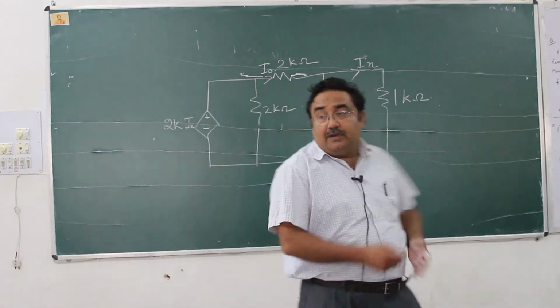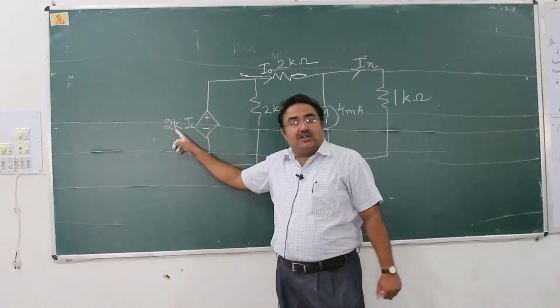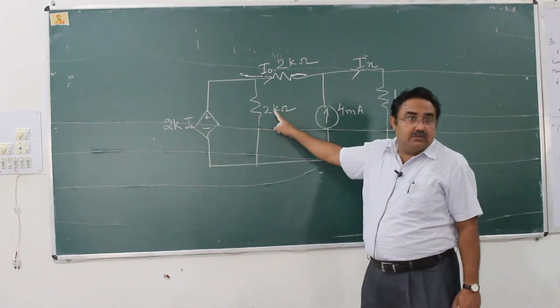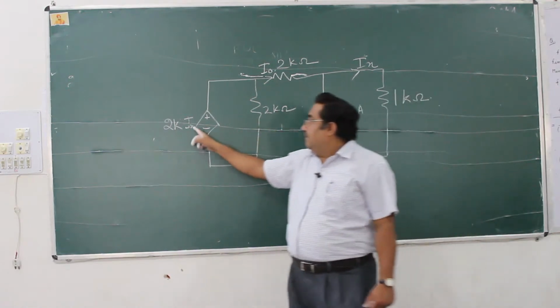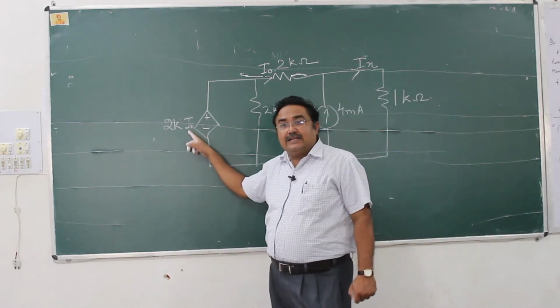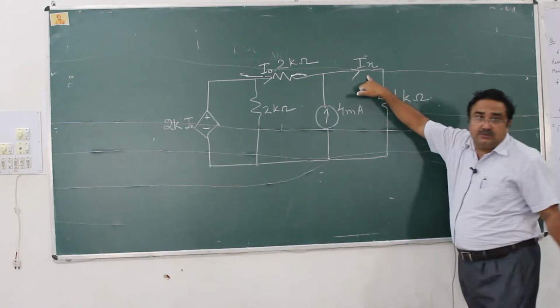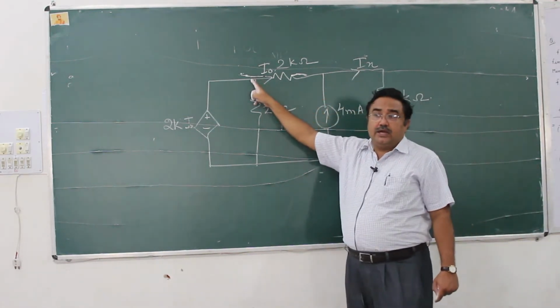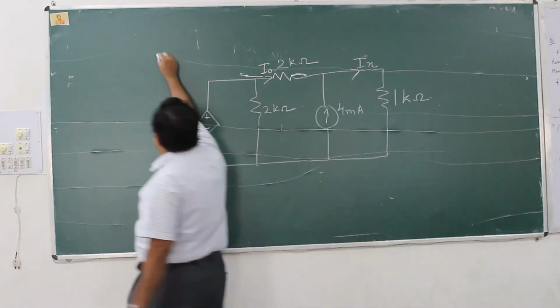Now mind it, this 2k is not constant. This k represents kilo, just as here. Clear? Don't get confused. What is unknown here? Ix. Where is Ix? This is Ix, and we have to find out I naught. Is it clear? So I naught you have to find out.